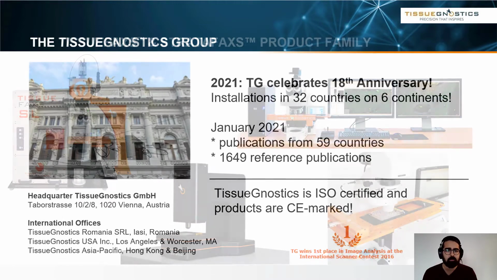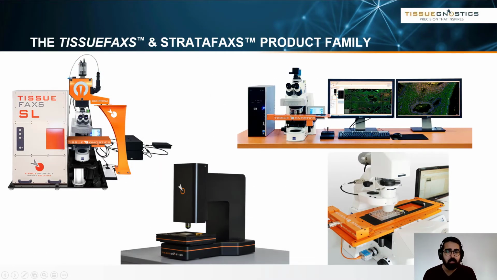So just going into the product lines here, the StratoFax is a compact 2-slide brightfield scanner, very easy to use and with a very small footprint. The TissueFax product line are these three systems you see here. They're highly modular and flexible systems. They come in many different configurations.